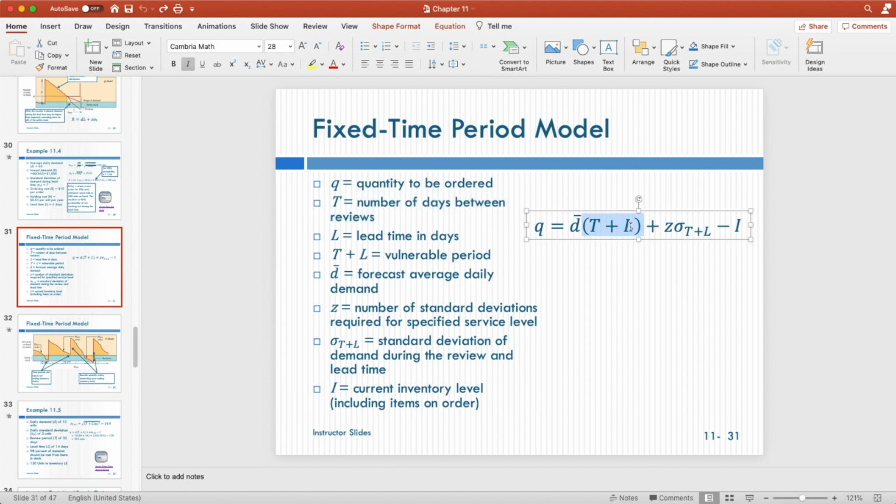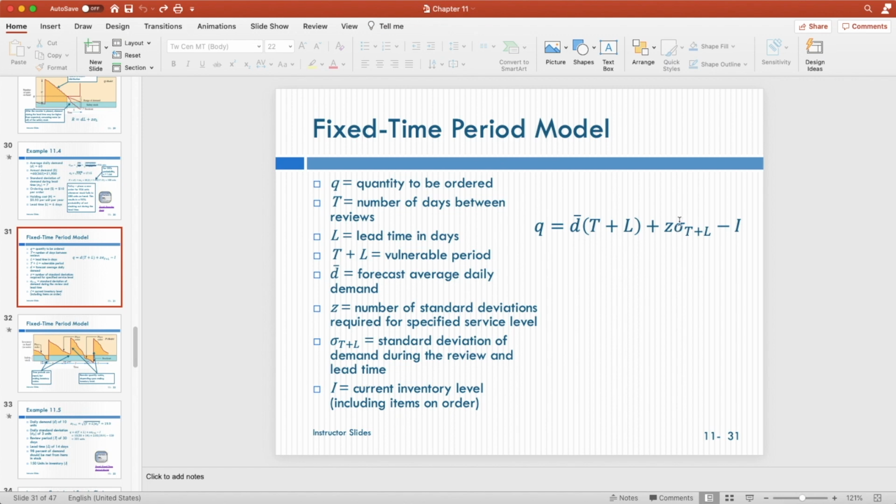What is L? Remember, we talked about L in the fixed order quantity model. L represents the number of days it takes the new order to transit from the factory back to your retail store. We call it lead time in days.